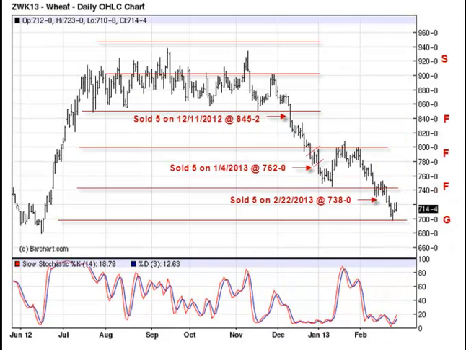So the market broke down again. And in the process of breaking down, we went to the market and we sold 5 more. On 2/22 of 13, we got 5 contracts at $7.38 flat. Okay, and the market was continuing at a rapid pace down. Now, we did reach our goal.